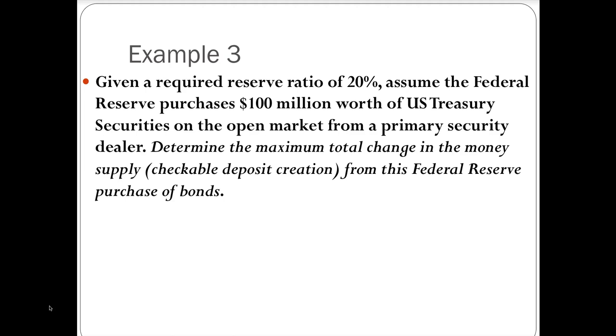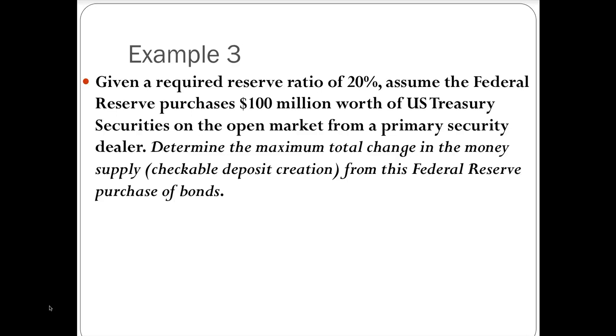So let's go ahead and take a look at that next problem here. So given a required reserve ratio of 20%, we're going to assume the Federal Reserve purchases $100 million worth of U.S. Treasury securities on the open market from a primary security dealer. That part is the same. The second part is different.